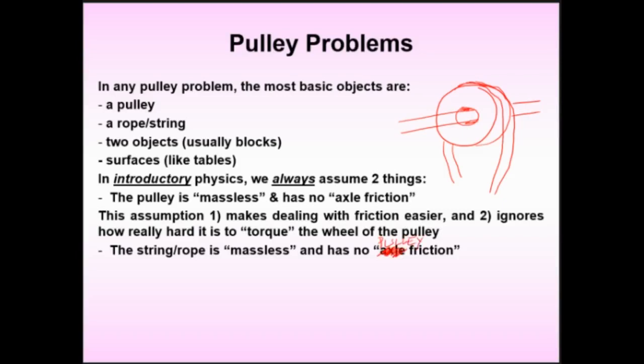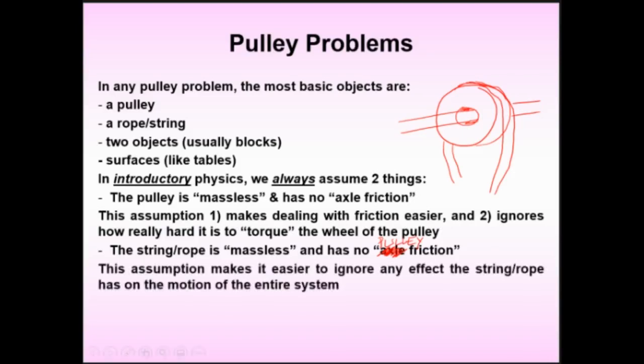Pulley friction. Yeah, there's no point of making the string touch the axle. It doesn't. It touches the pulley. Okay? Same thing. This means it makes it easier to ignore any effects of what? Of the mass of the rope.